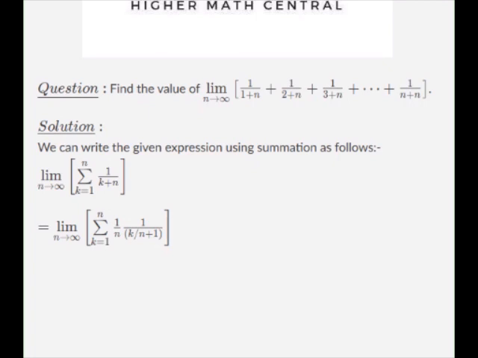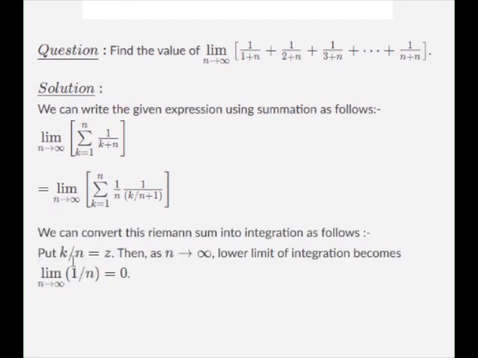into integration as follows. Now put k by n equal to z. Then as n tends to infinity, the lower limit of the integration becomes the limit as n tends to infinity of k by n, where we have put k equal to 1 because the starting point is k equal to 1. So the value comes out to be 0.